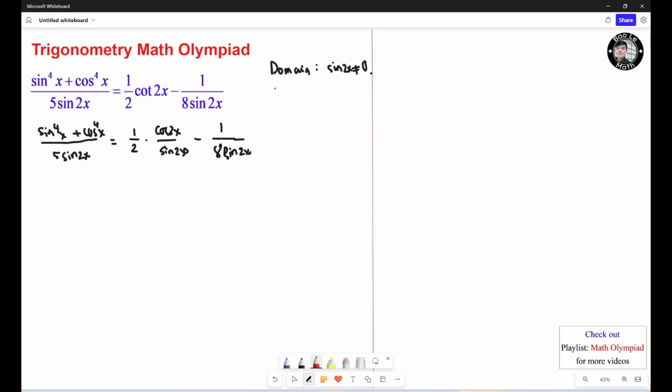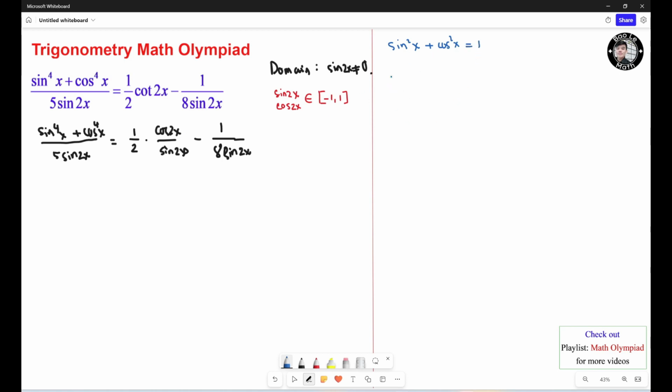Next, we need to find the range for sin 2x and cos 2x. They are always in the closed interval from -1 to 1, so keep that in mind. Now we see that this has power 4, so we need to reduce it. We have sin^2 x + cos^2 x = 1, so we use this one.